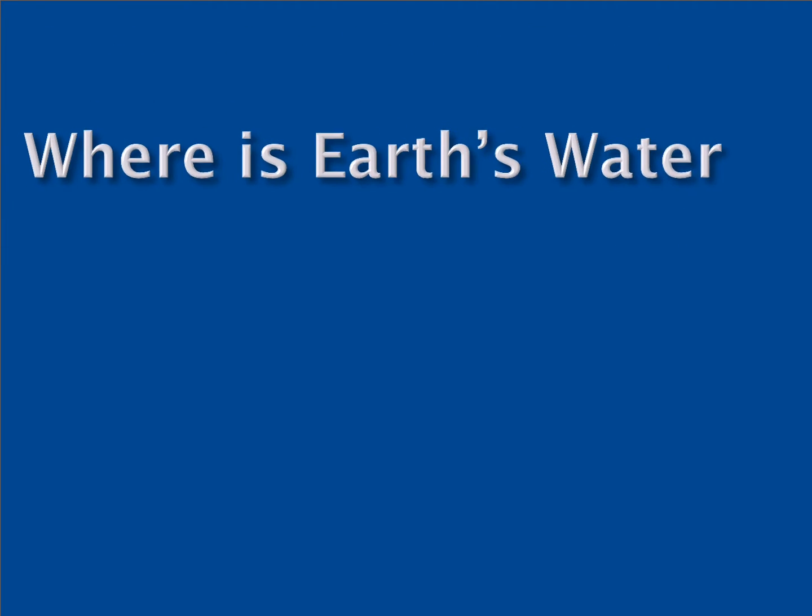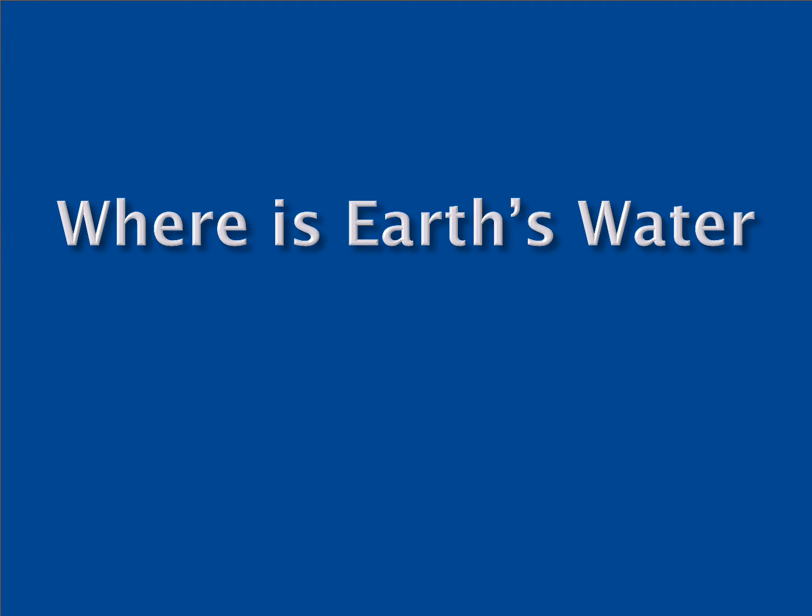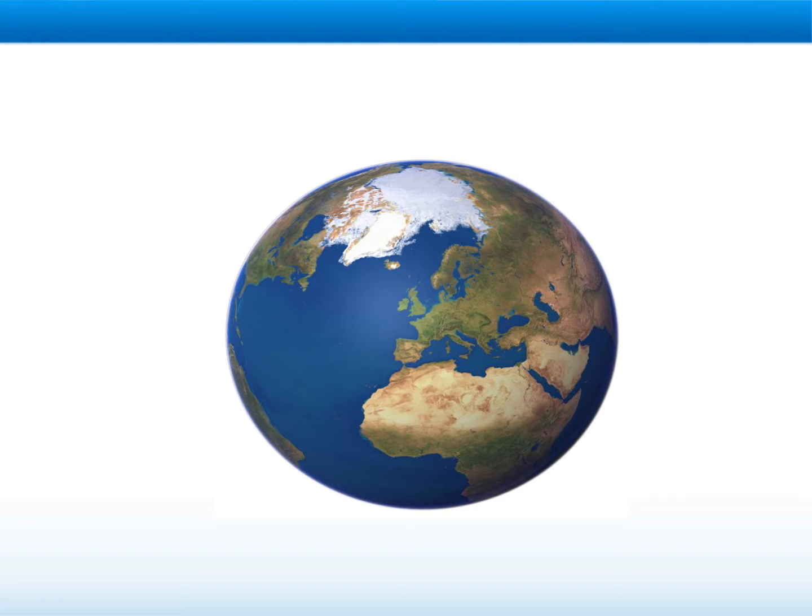Okay, today's lesson is about where is Earth's water. First, take a look at the globe. What you can notice is that Earth's surface is greatly covered with water. This is because almost 3 out of 4 of Earth's surface is covered with water.